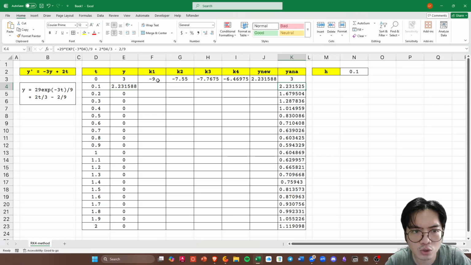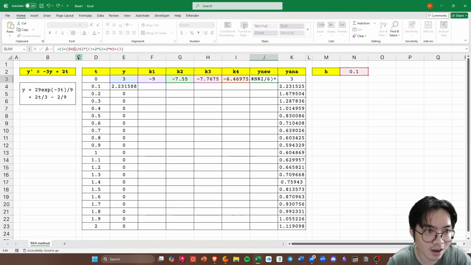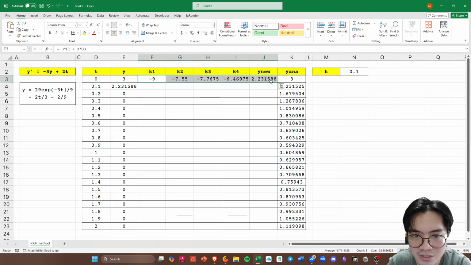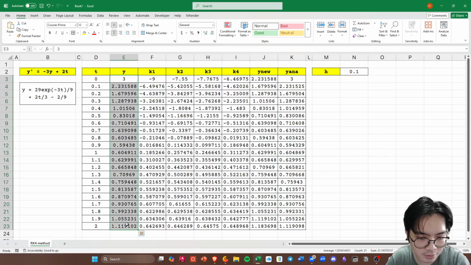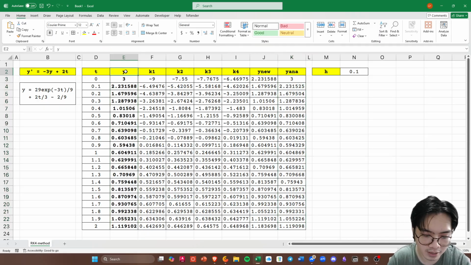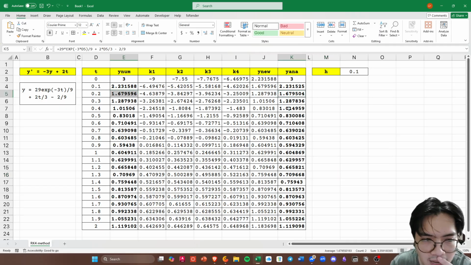Before I do this, I need to lock N2. What we can now do is select this and drag it down. These are the important values to consider. This Y right here is the numerical, so we label it Y numerical, and this is Y analytical. As you can see, at the second iteration, they still look the same.